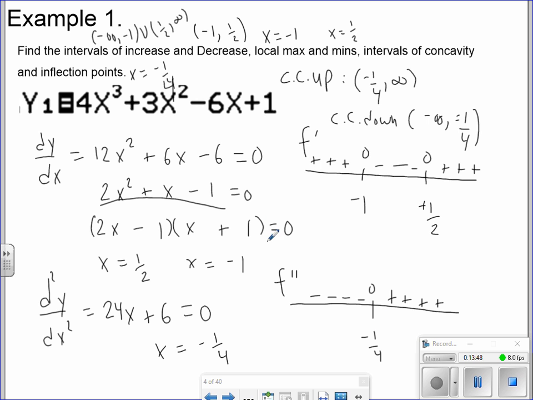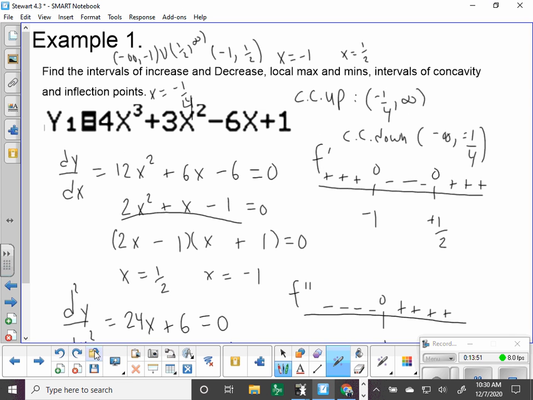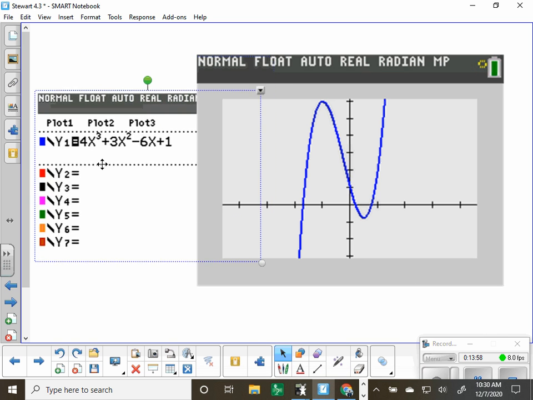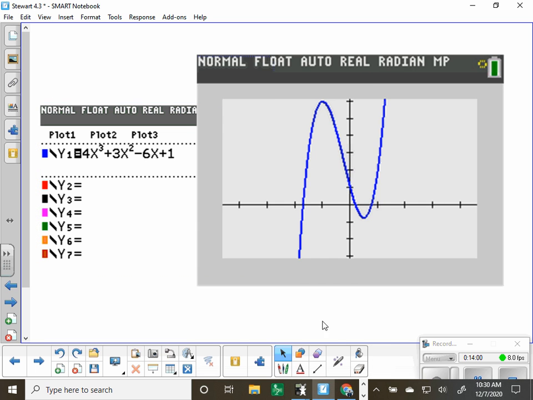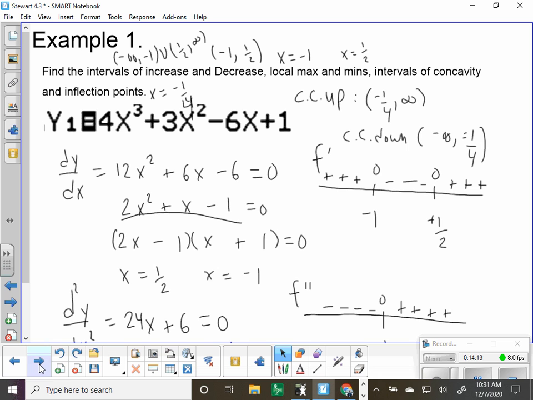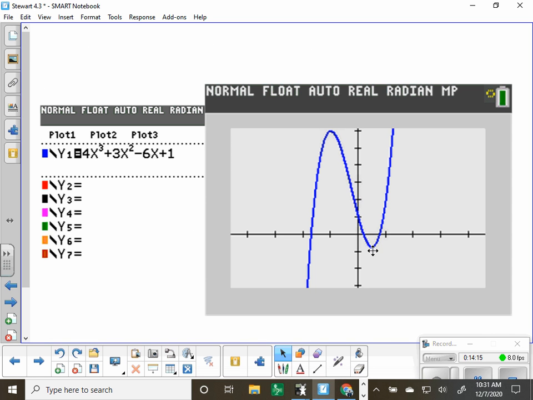All right. Let's look at a graph of this, and you can see all this stuff. I typed this into the calculator, and that's what it looks like. You can see that it increases to -1. Then from -1 to, it was a half, right? Yeah, positive a half. So it decreases to the half, and after a half, it increases again. The inflection point was at -1/4.